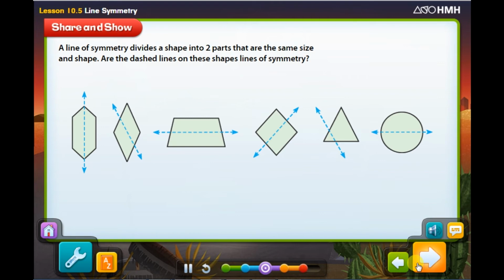Are the dashed lines on these shapes lines of symmetry? Select the shapes that show a line of symmetry. Click the check button when you're finished. Okay, we said that line symmetry cuts the shape into exactly matching parts, and the words exact matching parts mean they have the same size and length.